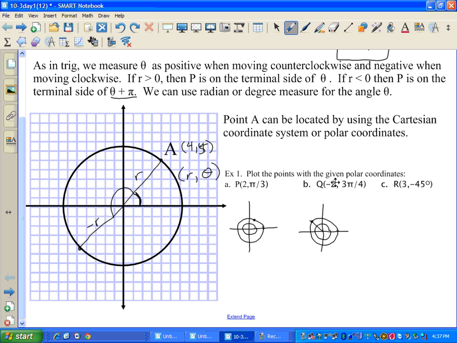There would be the point if 2 was positive, but it's negative, so we go to 3 pi over 4, and then we just go 180 degrees in the other direction. So right there would be (-2, 3 pi over 4). That's that point right there. In letter C, we have a radius of 3. So there would be a circle of radius 1, radius 2, radius 3, with negative 45 degrees. So here would be negative 45 degrees, and so the point would be somewhere about right there.